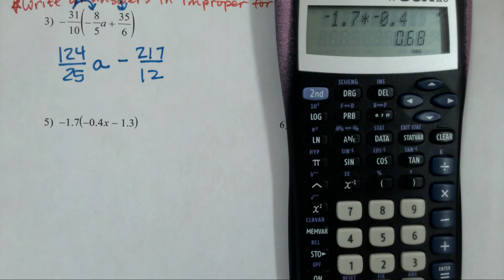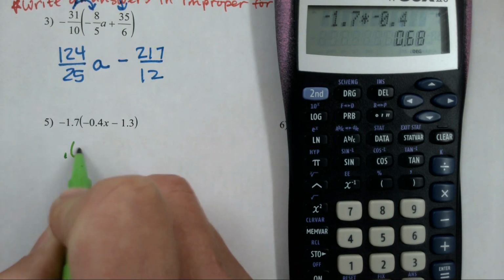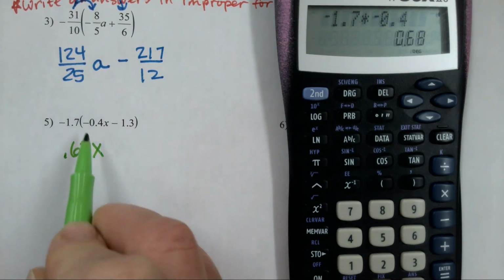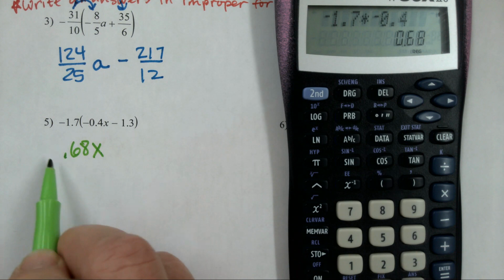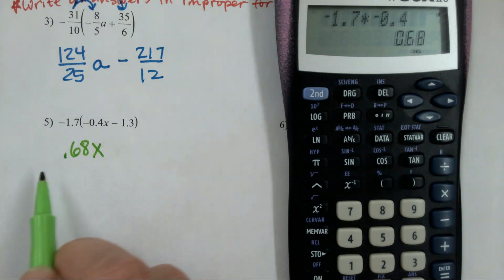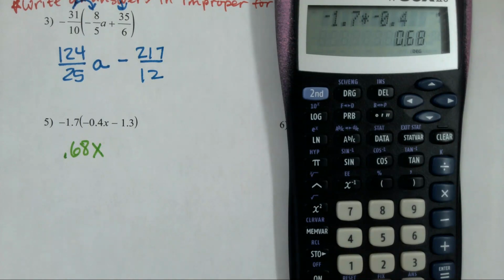So I get 0.68x. Sometimes I don't even put the 0 in front of the decimal in the calculator when I do it, if it's a 0 there. And I most often don't put the 0 in front of my answer. I don't care if you do. I just don't because I'm lazy, and that one last thing is not necessary to do.